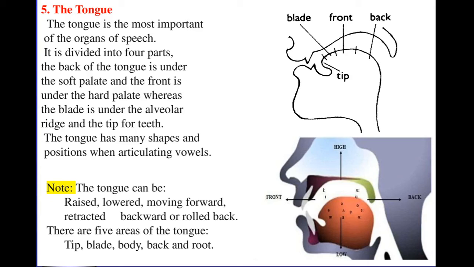The tongue takes many shapes and positions when articulating vowels. So it is raised when you produce high vowels like in E and E. It's in mid position when we produce A and A. And it is lowered when you produce long A and O. Remark, the tongue can be raised, lowered, moving forward, backward, or rolled back, like when we produce R sound. There are 5 areas of the tongue: tip, blade, body, back, and root.